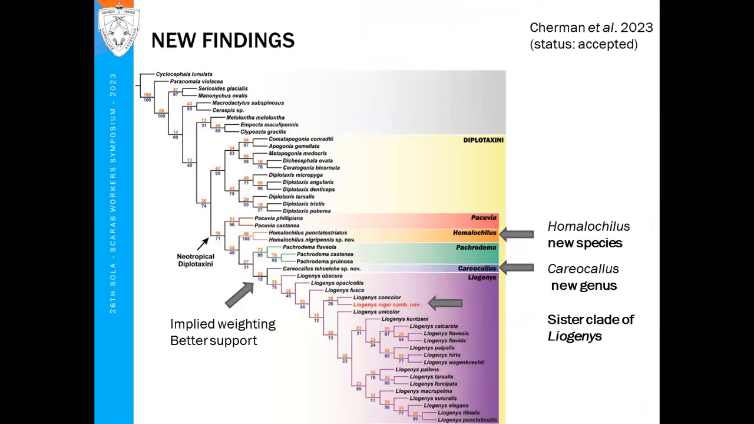Another new finding that I'm going to share with you is a new species of Homalochilus. It came up nested in Homalochilus when we tested its position. And another funny thing is that the type species of Homalochilus came up nested in Lyogenys.